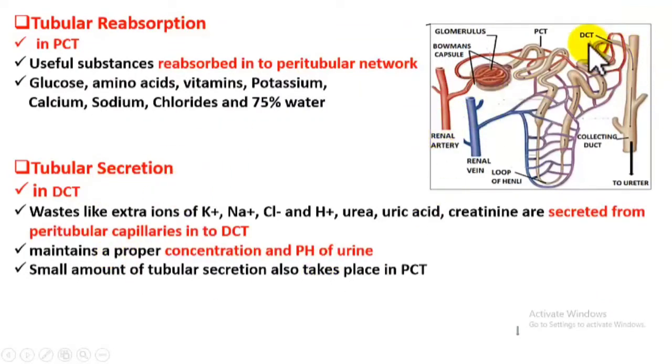This type of tubular secretion even happens in the PCT, but it is negligible. Understood? Now, the most important function of the DCT is to maintain the proper concentration and pH of urine. Students, you know the pH of normal urine is 4.5 to 8. So if more H plus ions are released here, then the urine becomes acidic. If very few are released, then the urine becomes basic. So it depends on the DCT and the body condition whether to make acidic urine or basic urine. So the DCT is the region where the pH is adjusted.